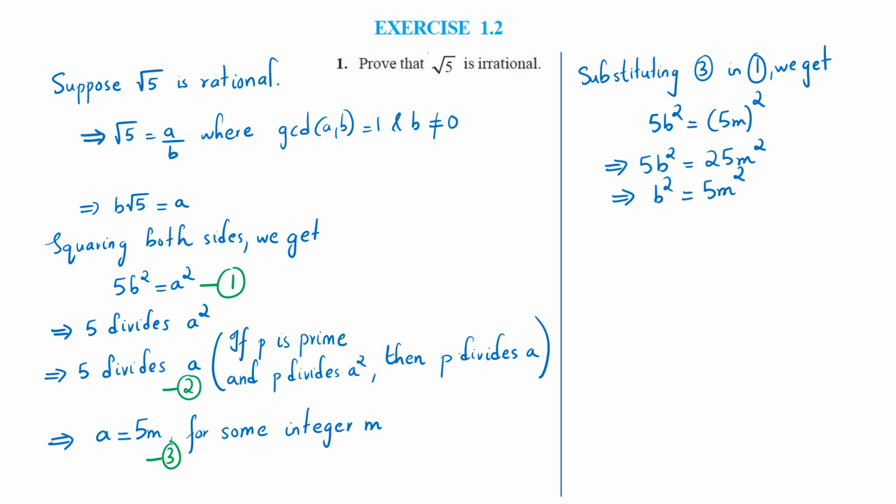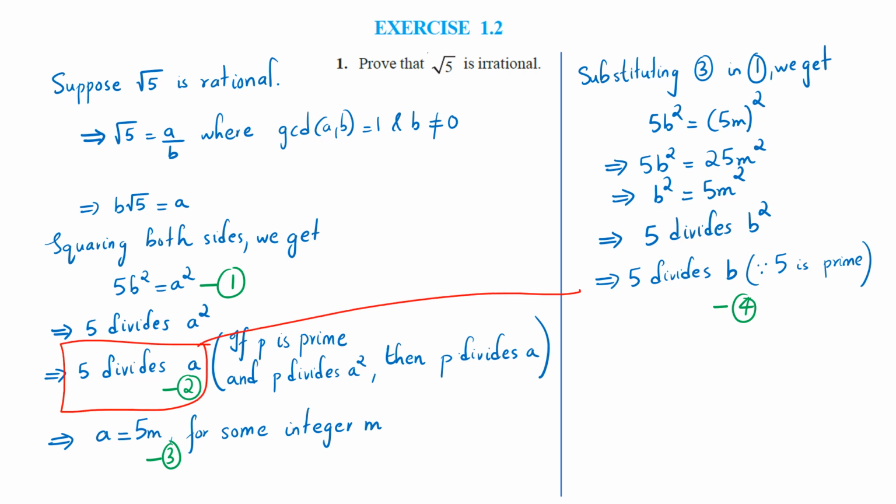Now once again, let's stop here. So this basically says that B squared is equal to 5 times something, which means B squared is a multiple of 5, which in turn means 5 divides B squared. So if 5 divides B squared and 5 happens to be a prime number, that means 5 divides B. So let's label this information as information 4.